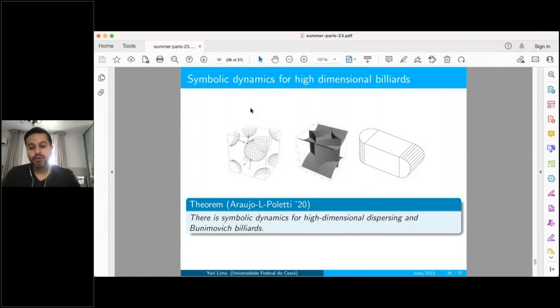And we have put them together in these two theorems, saying that for the billiards coming from the third class, hyperbolic ones, we have symbolic dynamics.